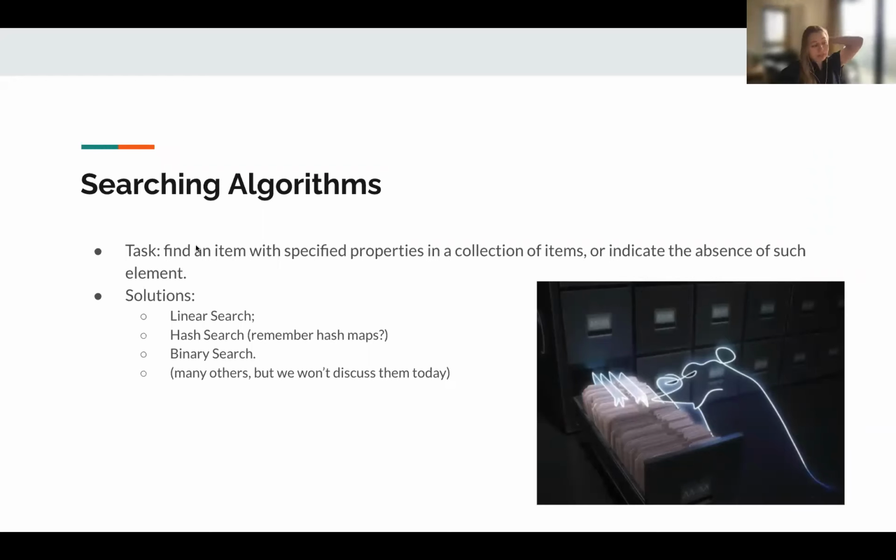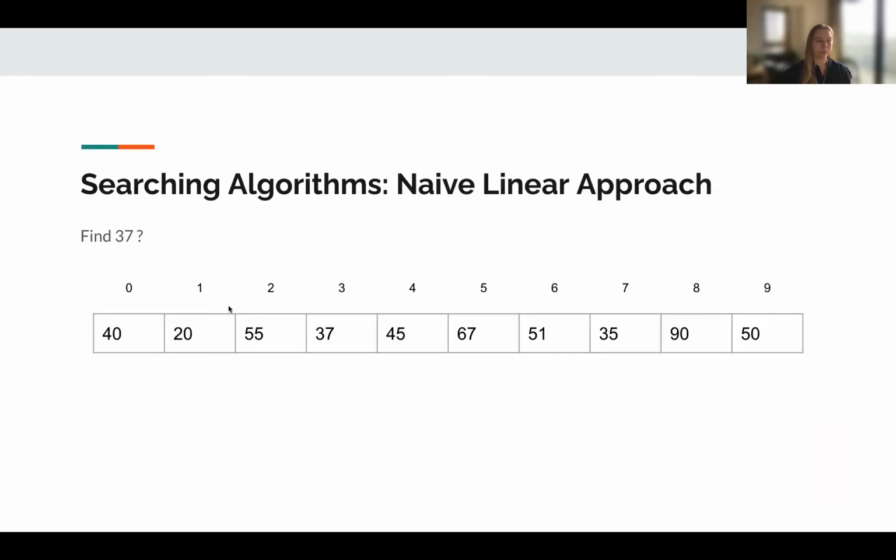So the task for search is, given some array or collection of elements, we need to find a specific item and say where it is located, or if it's not in the collection, say that it's absent. How to approach this problem? There are multiple solutions, namely linear search, hash search, and at this point you should recall hash maps from the previous session, binary search, and also many others. But let's start with the easy stuff, linear search.